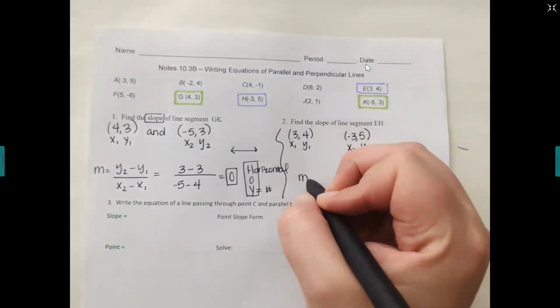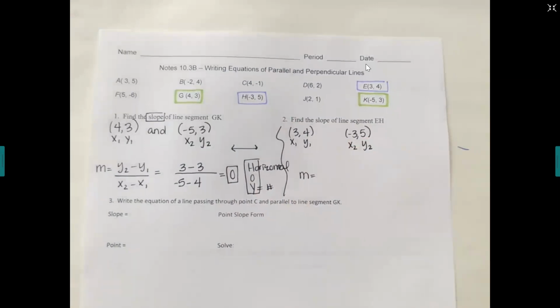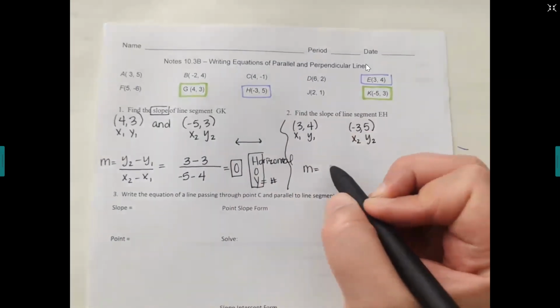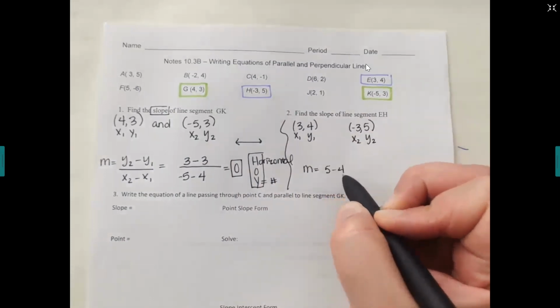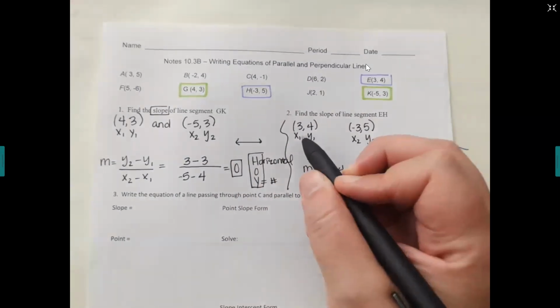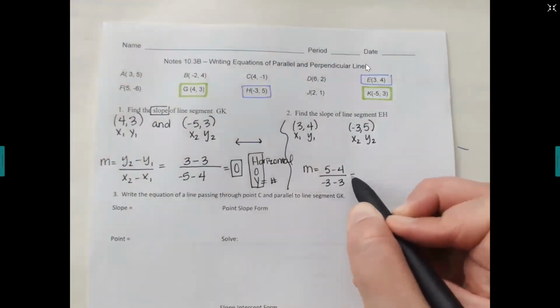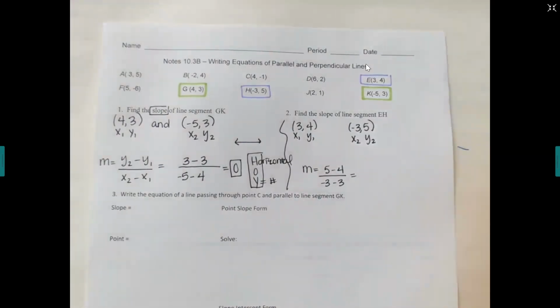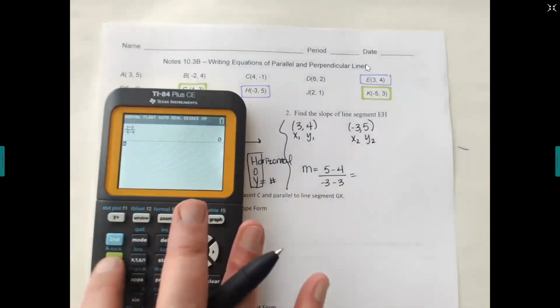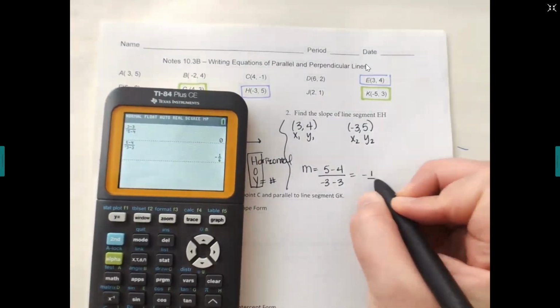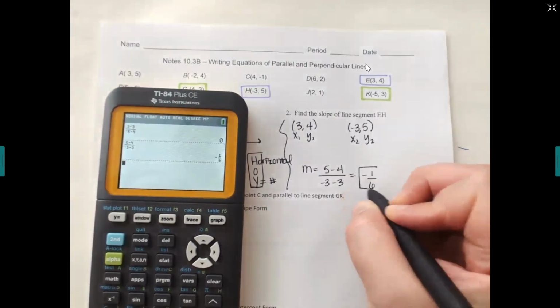From there, we're going to use the slope formula. So y2 is going to be 5 minus 4 over x2 minus x1, which is -3 minus 3. Then we're just going to put that into the calculator. So alpha link, 5 minus 4 over -3 minus 3. The solution comes out to -1/6.